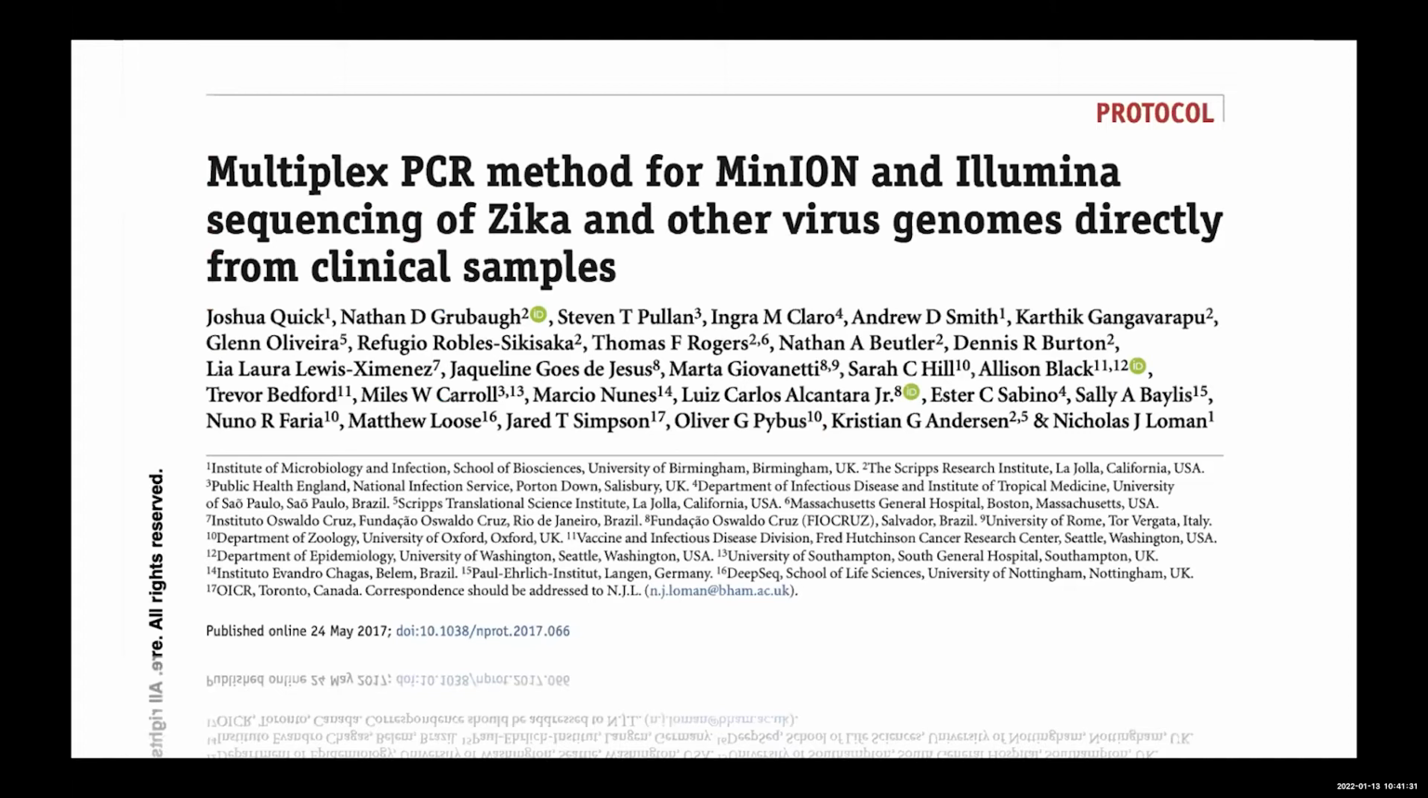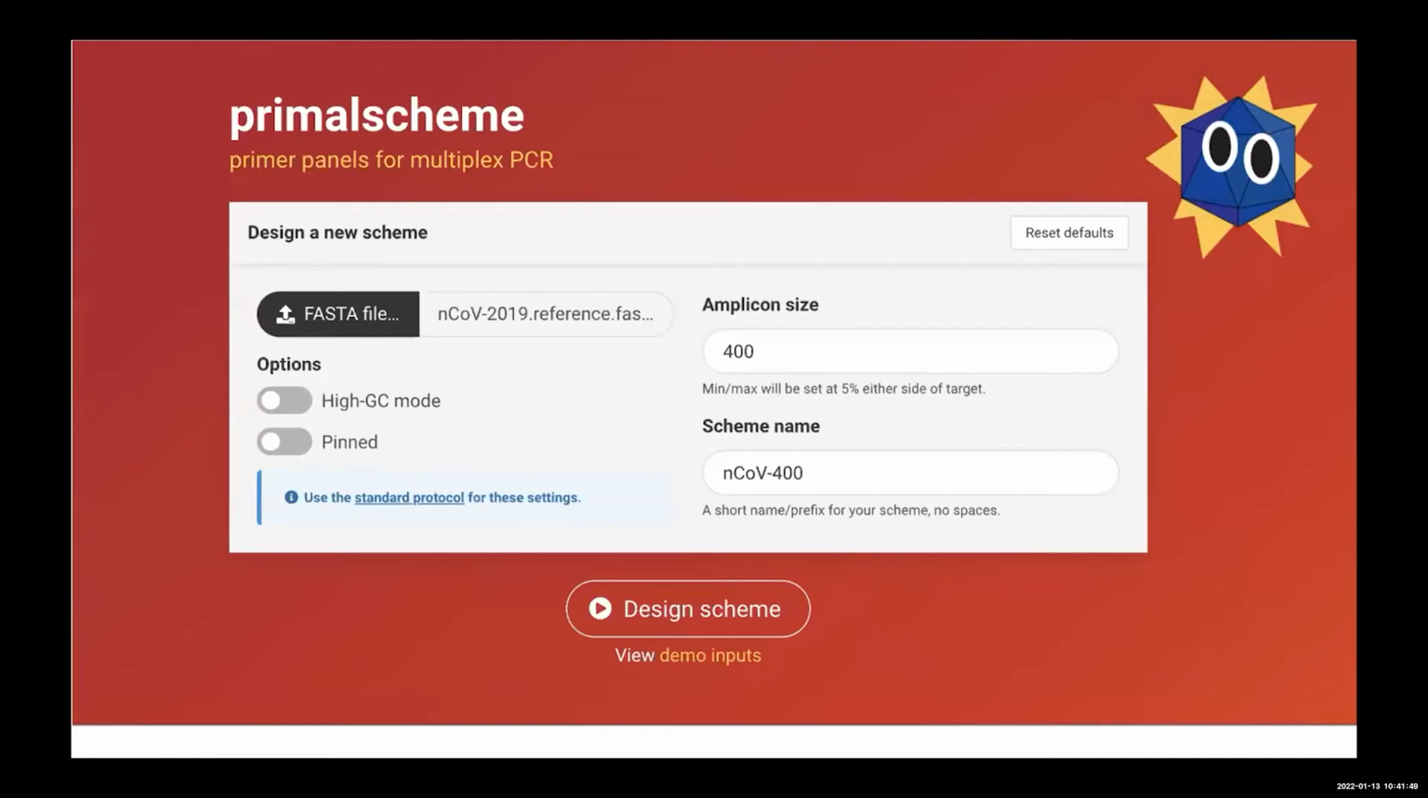This is the first paper that describes the ARTIC workflow in its most recent, almost current form. It was originally developed for doing Zika virus genome sequencing in Brazil. For that, we had to create the primer panels to sequence the Zika virus, and to do that, we had to develop our own primer design tool because there wasn't anything really suitable at the time, even though we did test these things. And this is still in active development.